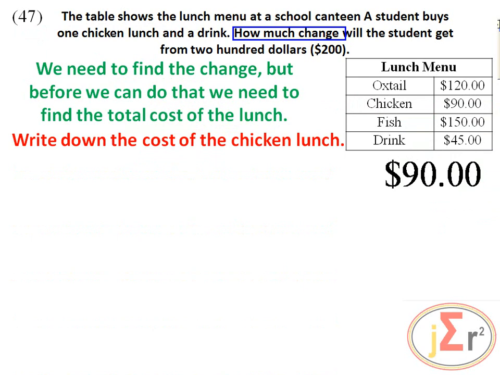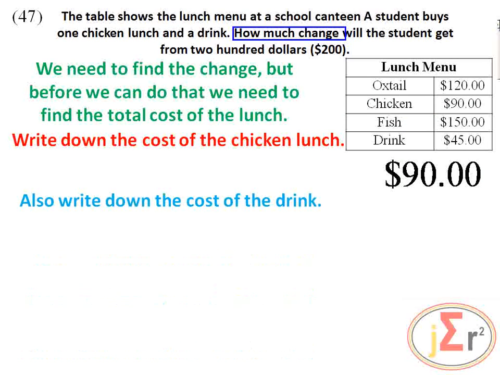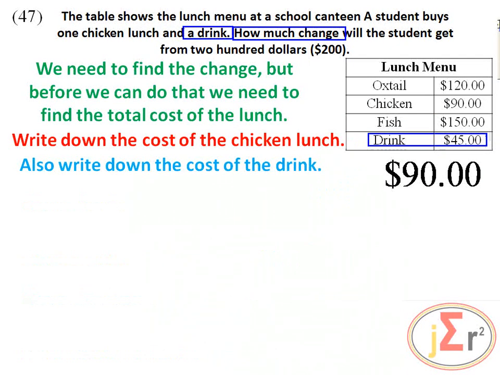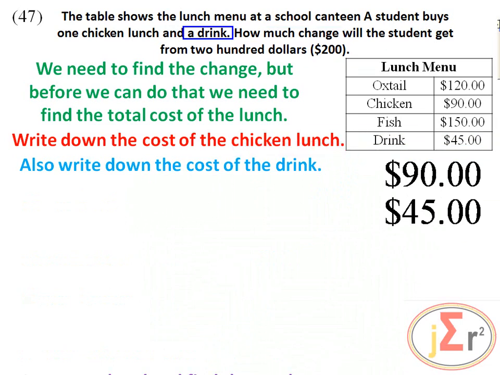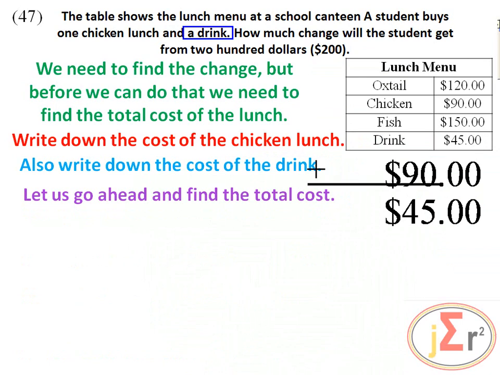And Jerry is saying that the result when we add them should be $135. That's nice, Jerry. I think that you are correct. Also, write down the cost of the drink. Write that down. And in order to find the total cost, what do we do, Jerry? Add. Let us go ahead and find the total cost.